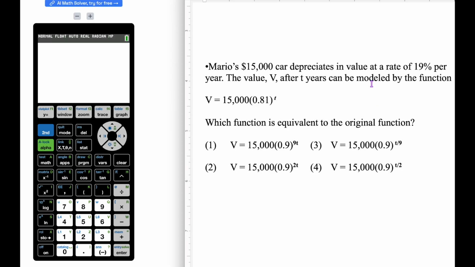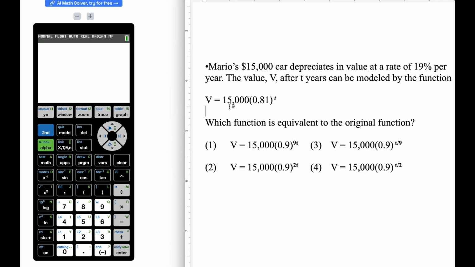Notice, by the way, at first, it looks complicated. There's 19% rate. There's the word depreciate, which you may or may not know what it means. Doesn't matter. Here's the only thing that matters. It asks which one is equivalent. So we have a starting function, and we're asking which one is equivalent to that original function, which means we're going to get our target number by typing in 15,000 times 0.81 to the power of x in this case.